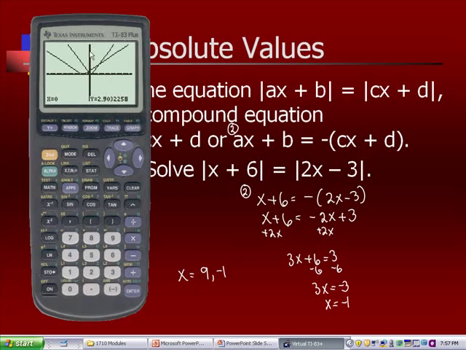There's our second one. So we already know this one is negative 1, so now we're going to find this one. Second, calculate, number 5, enter. Now, if they intersect in more than one spot, on the second guess, we put our cursor on the intersection that we're trying to find, and that would give us x equals 9.